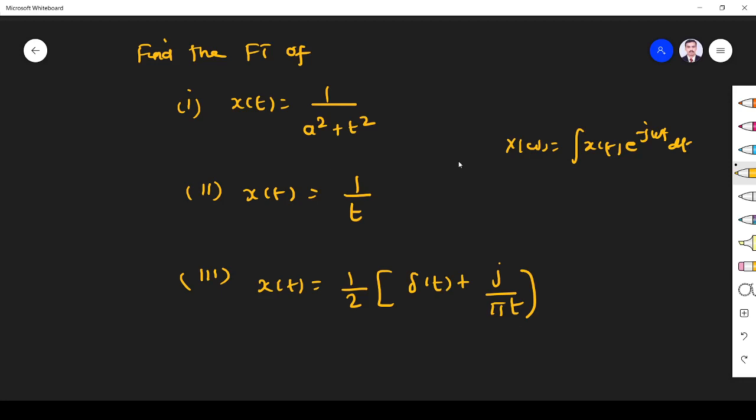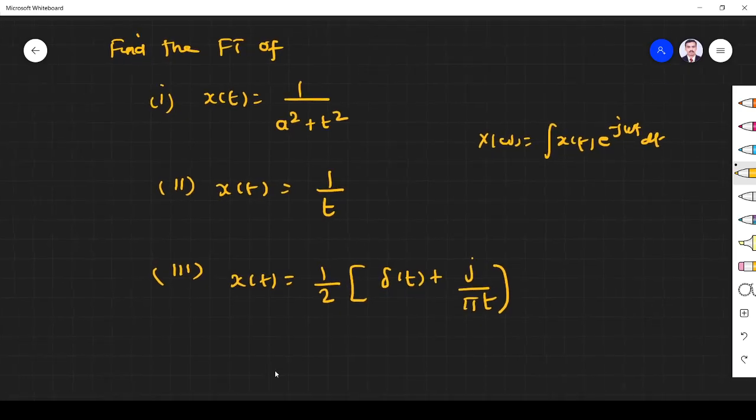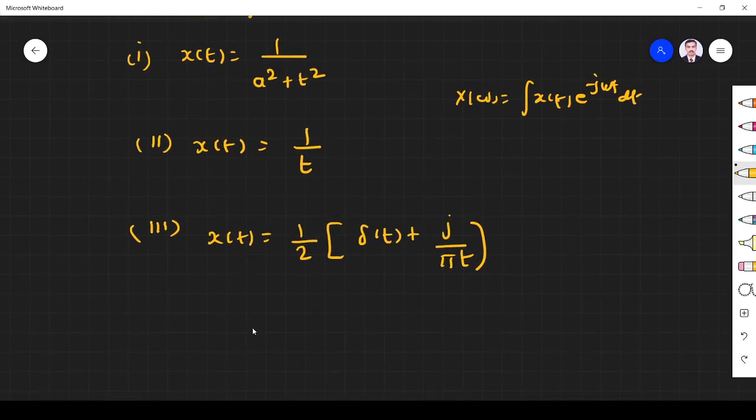x of t is given here. If you substitute the x of t value here, the integration will be too complex to solve, right? So we have to use a property of the Fourier transform. So which property we have to use? That is the question, right?